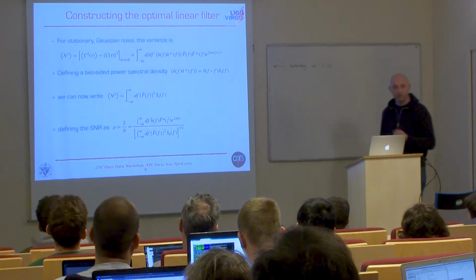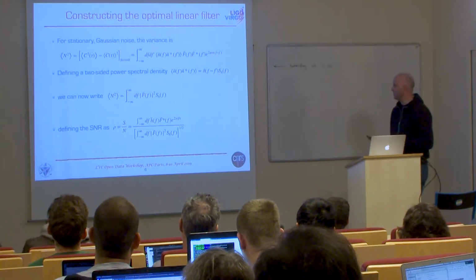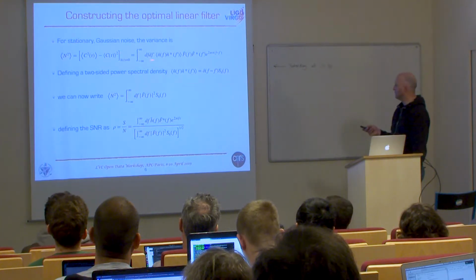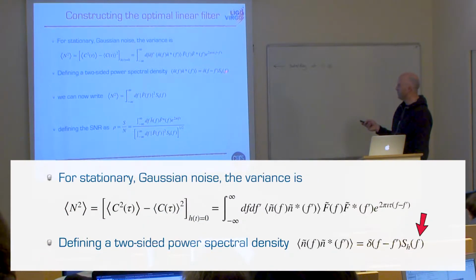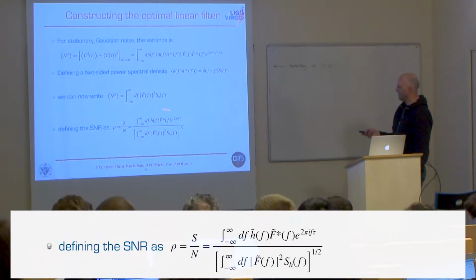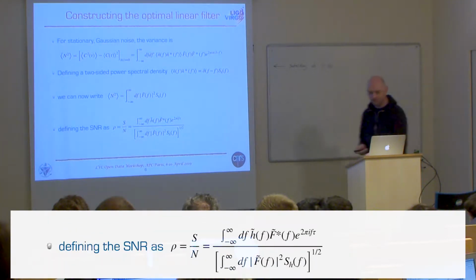Now, I can also define a variance in the noise, which is given by this complicated integral over here. But I can use some of the properties of the ensemble average of the noise and its complex conjugate to define a one-sided power spectral density, where the delta here is the Dirac delta function. And then I can write my signal to noise ratio in this form here.